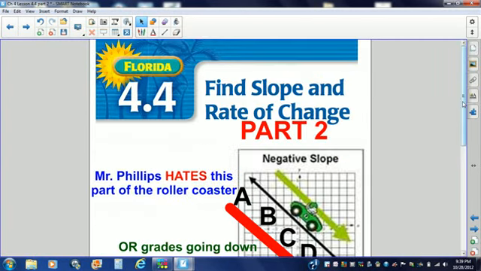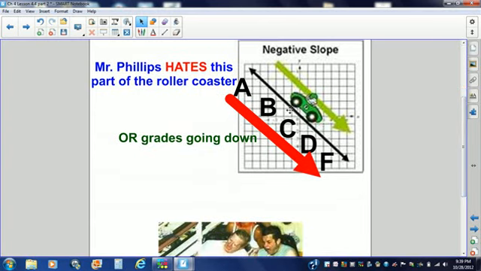Mr. Phillips hates this part of the roller coaster. It's going down, or your grades are going down. In either case, memorize this: it is a negative slope.